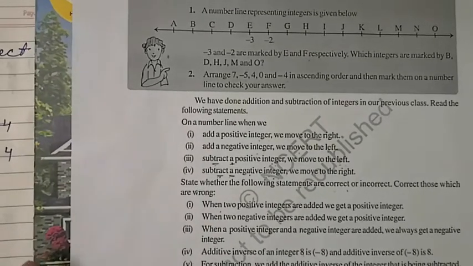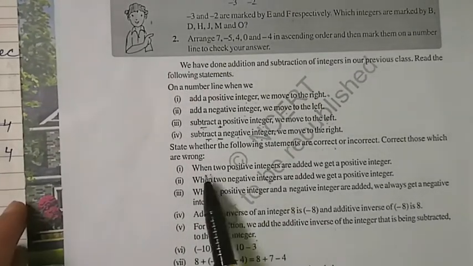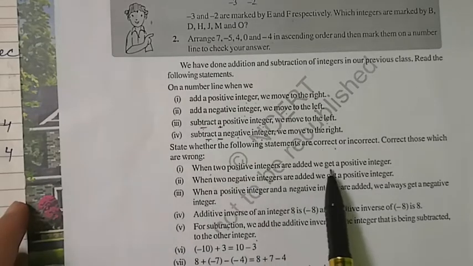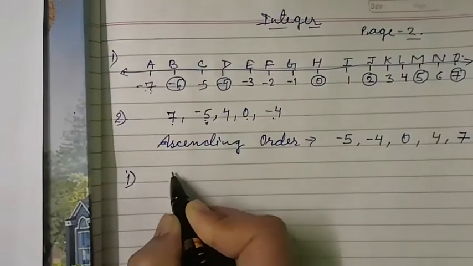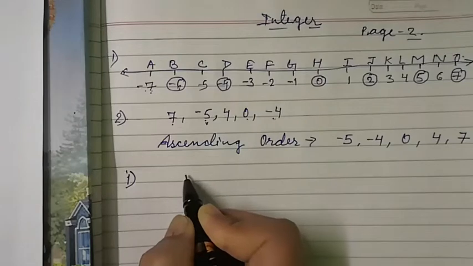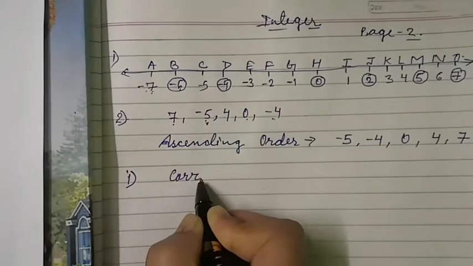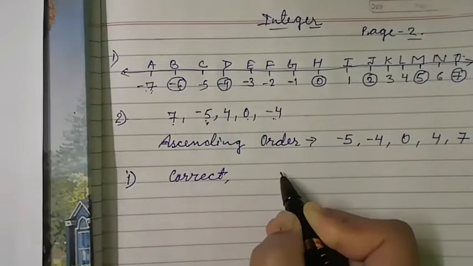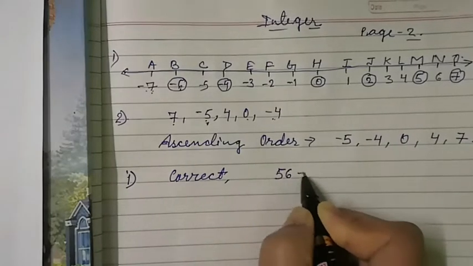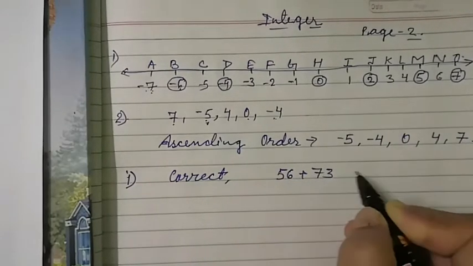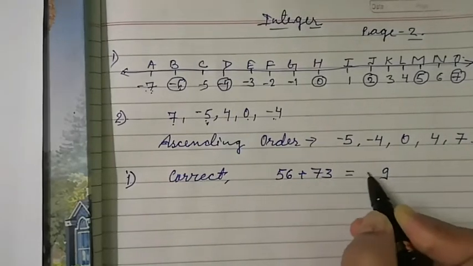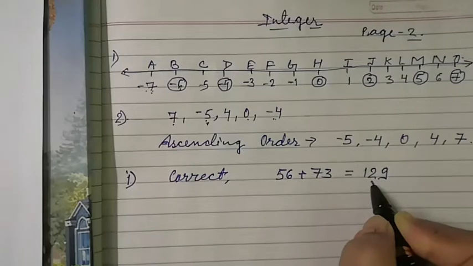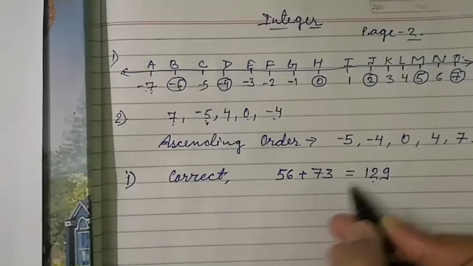See, some statements are given. First is: when two positive integers are added, we get a positive integer. Let's see. Yes, this is correct, because see, 56 plus 73, these are positive integers. When we add them, what do we get? 3 plus 6 is 9, and 5 plus 7 is 12. This is positive. So no doubt this is a correct statement.